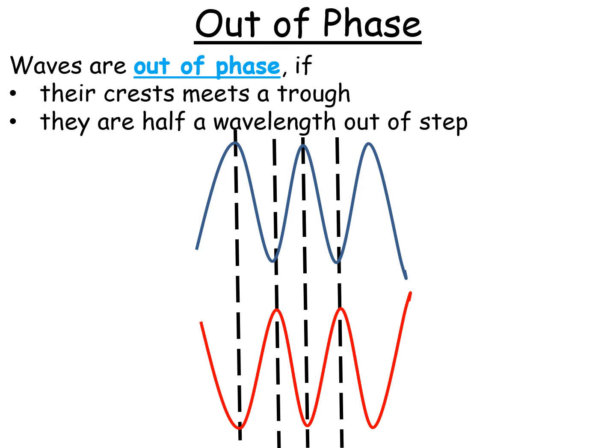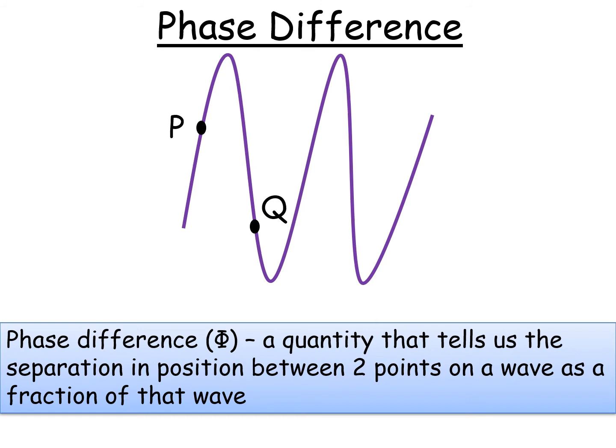And we will be using this idea quite a lot, so it's worth revising this for future reference. Now, a slightly new concept is the phase difference. The phase difference is noted by the symbol phi, that's the Greek letter phi down at the bottom here. And it's a quantity that tells us the separation in position between 2 points on a wave as a fraction of that wave.